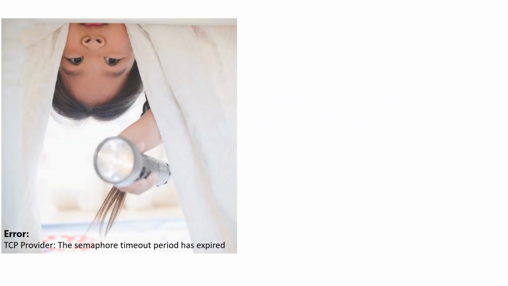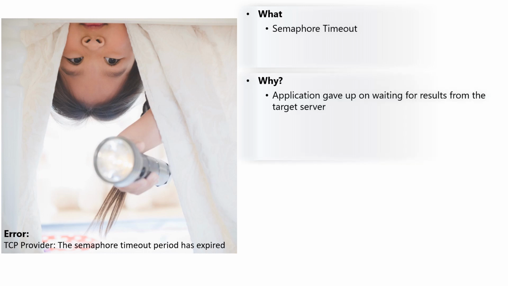In this episode, we will talk about the problem Semaphore Timeout, which mainly occurs when you are having a data transfer between one or more sources targeting one specific server. Why does it happen? Basically, the application gives up on waiting for the results from the target server. So there is a data transfer happening, and at some point, this information flow stops, and the application gives up on waiting for the next results.